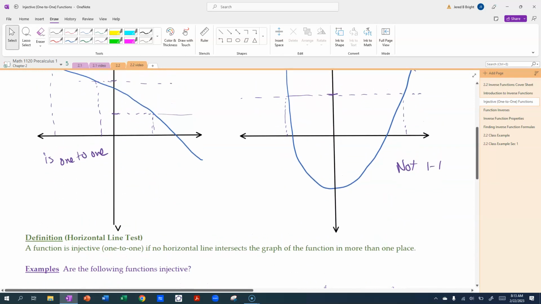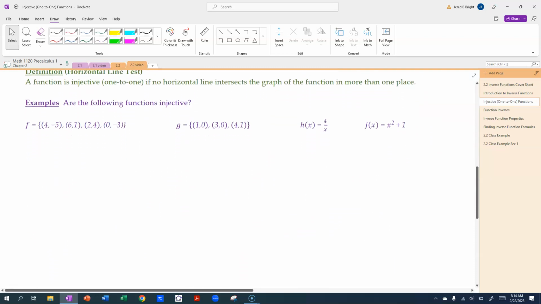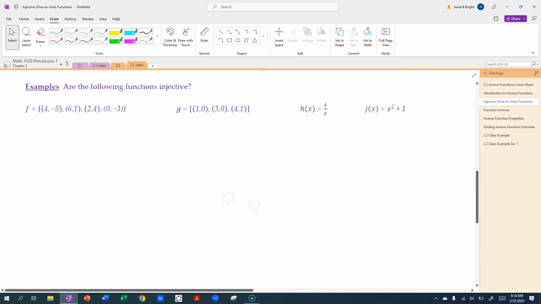What I did in these examples is what we call the horizontal line test. We have the vertical line test, right? The vertical line test determines if it's a function or not, but the horizontal line test determines if it has this one-to-one or injective property, and thus, it'll have an inverse. We need it to have this one-to-one property in order for it to have an inverse. So let's go through and see if the following examples are injective or not.